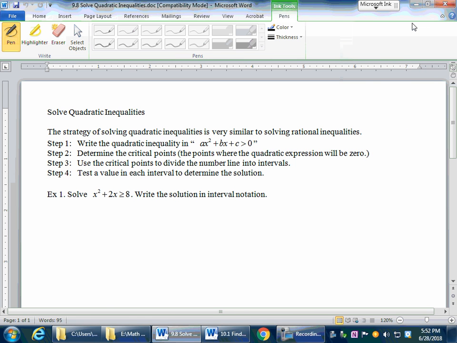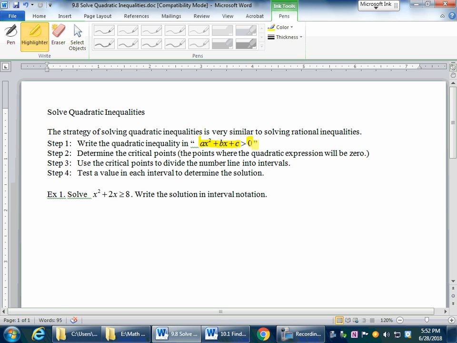Solve quadratic inequalities. Solving quadratic inequalities is very similar to solving rational inequalities that we did in chapter 7. However, it's much easier. First, we want to rewrite the quadratic inequality into this format: everything on the left-hand side is greater than, less than, greater than or equal to, or less than or equal to, and then 0 on the other side. That's the format that we want.